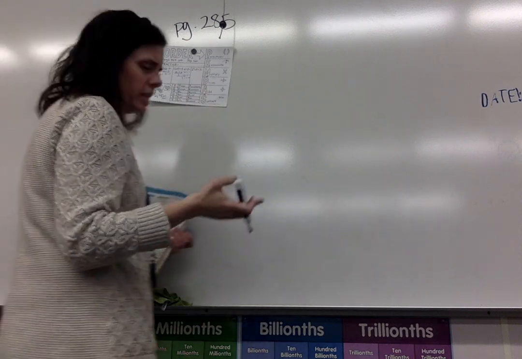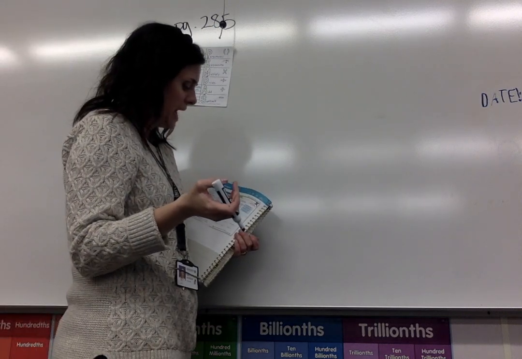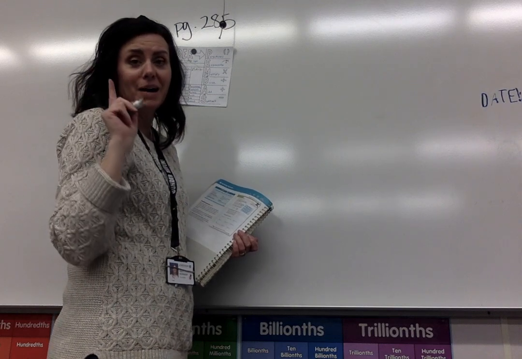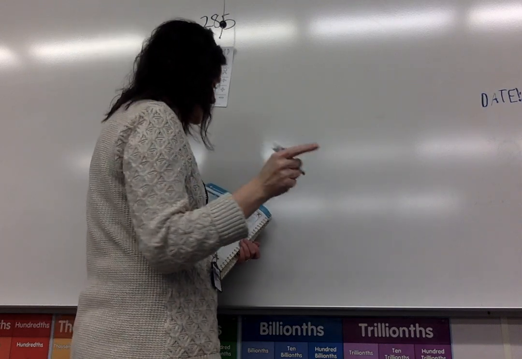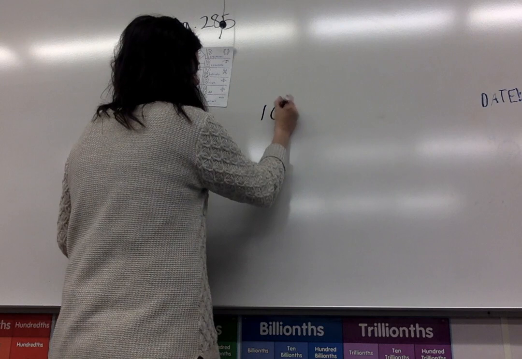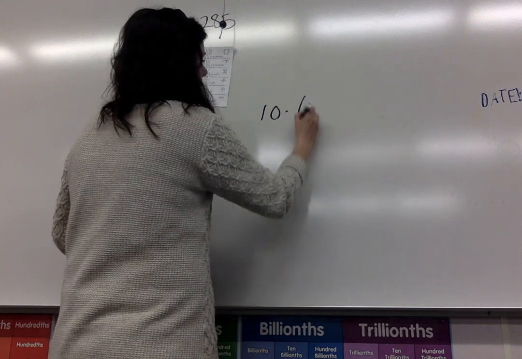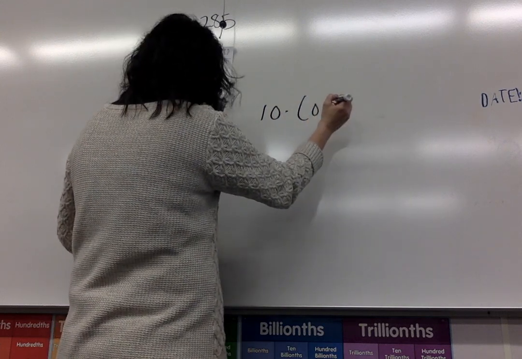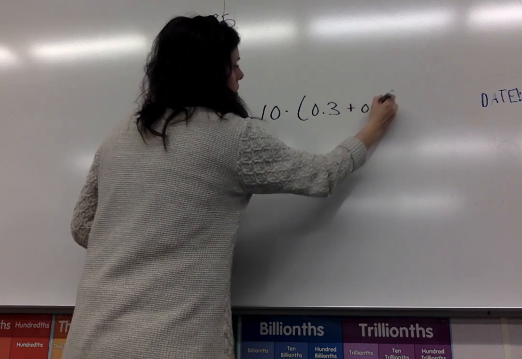Let's look at another one. We've got to get a little bit more difficult. In fact, number 10 has some decimals, so I think that will help us out. Let's write it down. We've got 10 times 3 tenths plus 2 tenths.